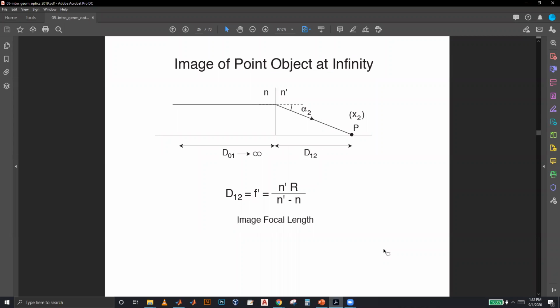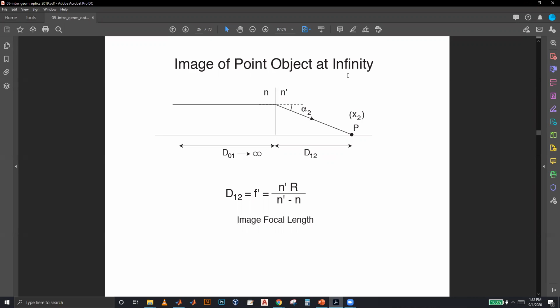Next is another special case where you have light rays coming from infinity, parallel rays coming from infinity. For example, light rays from the sun coming toward the earth can be assumed to be parallel rays because the distance is so large.